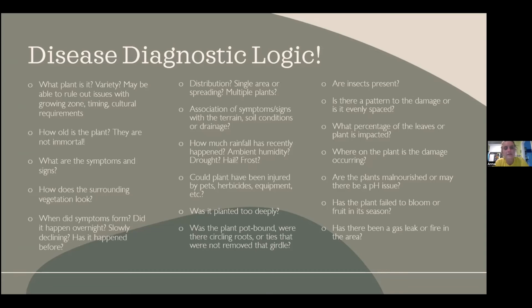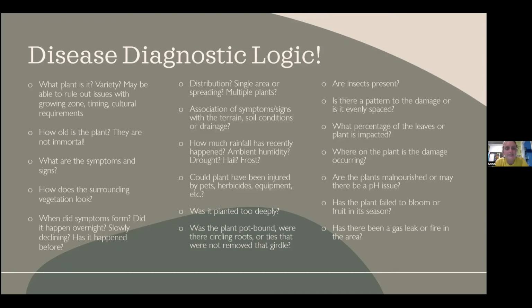When did the symptoms form? Did it happen overnight? Did it start to slowly decline? Has it happened before? Maybe you pulled out a sick or a dead plant and put a new one in the same spot. That's that element of time, very, very important. But that can also be a diagnostic tool where if you pulled out all your boxwoods because they died, you came back in and you planted new boxwoods and, oh no, they're dying now too. That's usually a pretty good indication there's a disease present.